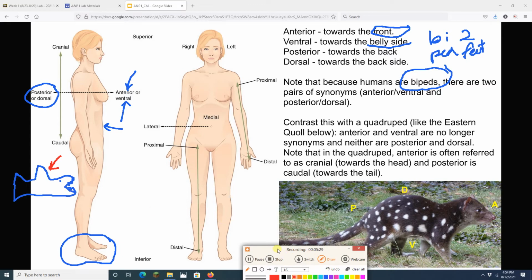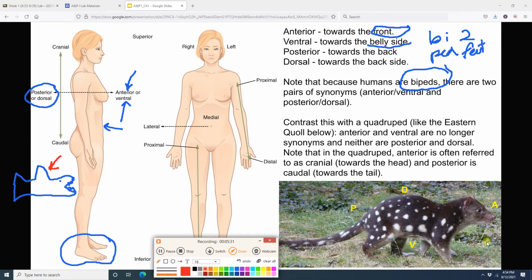But let's look at another animal here. This little guy down here is a quadruped, so 4-footed. He's called an eastern quoll. If you ever need a good Q animal, that's him right there. So he's a quadruped. 1, 2, 3, 4.